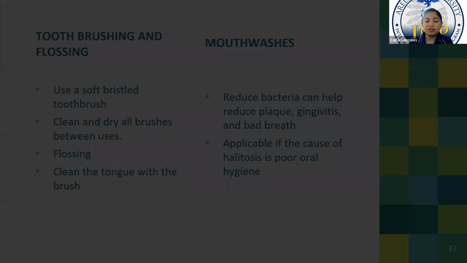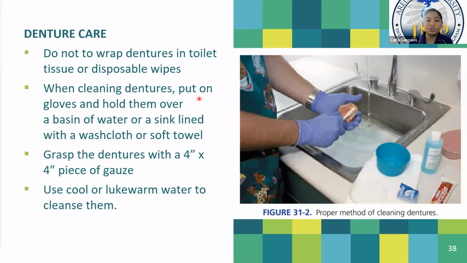Also related to oral hygiene would be denture care. With denture care, you have to remember not to wrap dentures in toilet tissue. It is a very common practice among older patients. Whenever they remove the denture, they would usually wrap it in a tissue, so the tendency is it might be thrown into the garbage bin because they thought it's just tissue. So if they have a container, better put it in a container.